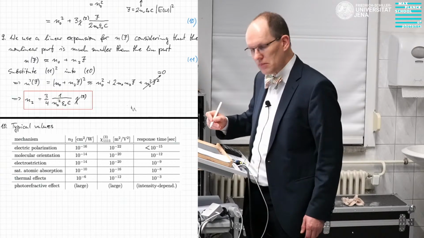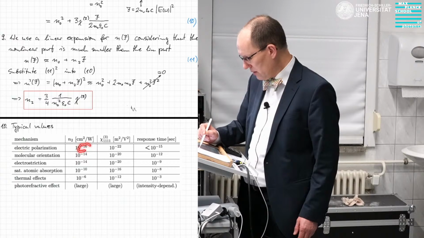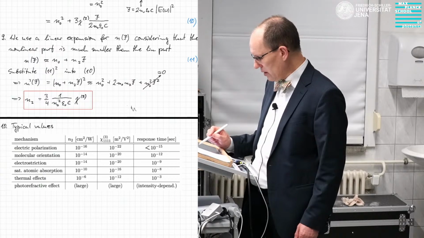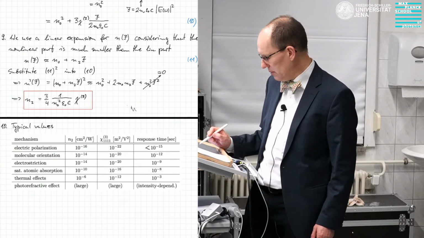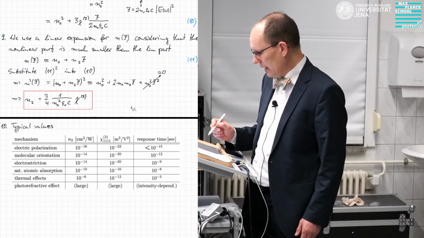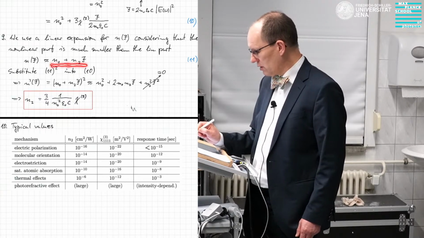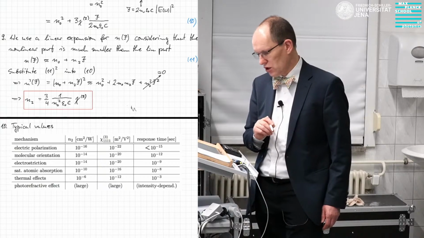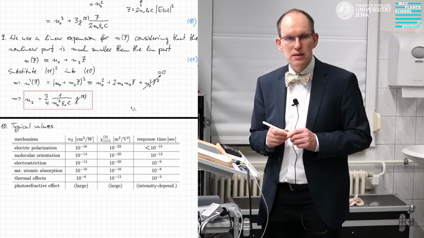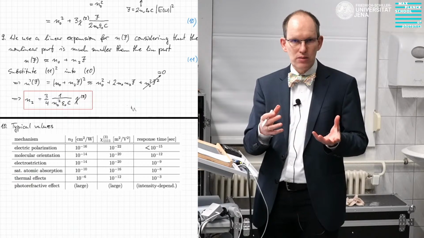And on the other hand, these effects are quite small. So this n2 is on the order of 10 to the minus 16 in units of inverse watts per square centimeter, right? So of course it must have this unit in order to give a meaningful result considering this equation. Well, another thing that you could do is to consider the alignment of molecules.